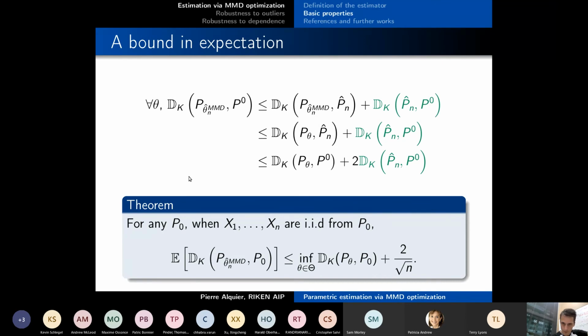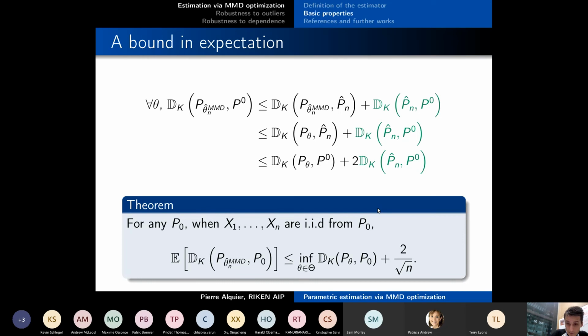So don't look at the first 3 lines. This theorem says that you have the inequality that I announced in the introduction, in the sense that under the only assumption that x1 to xn are i.i.d. from p naught, the expectation of the MMD distance between p theta hat and p naught is bounded by 2 over square root of n, universal. It does not even depend on the size of the parameter space theta, plus the infimum over theta of the distance between p theta and p naught. So the distance between p naught and the model.